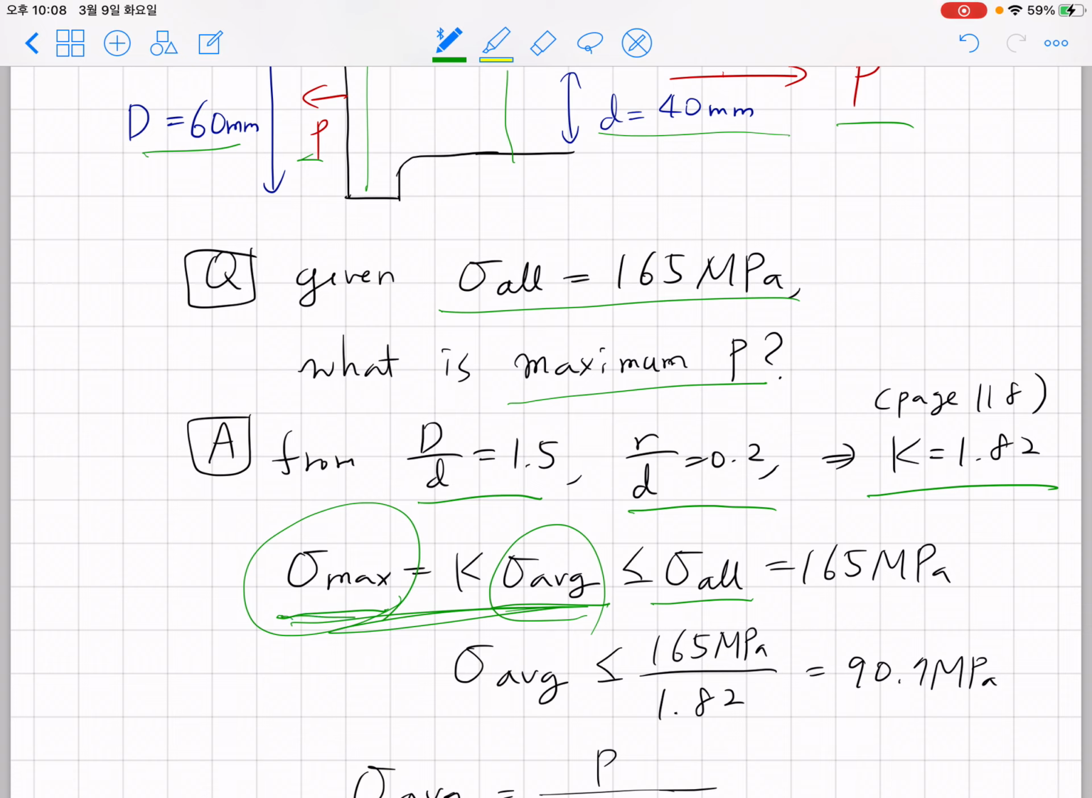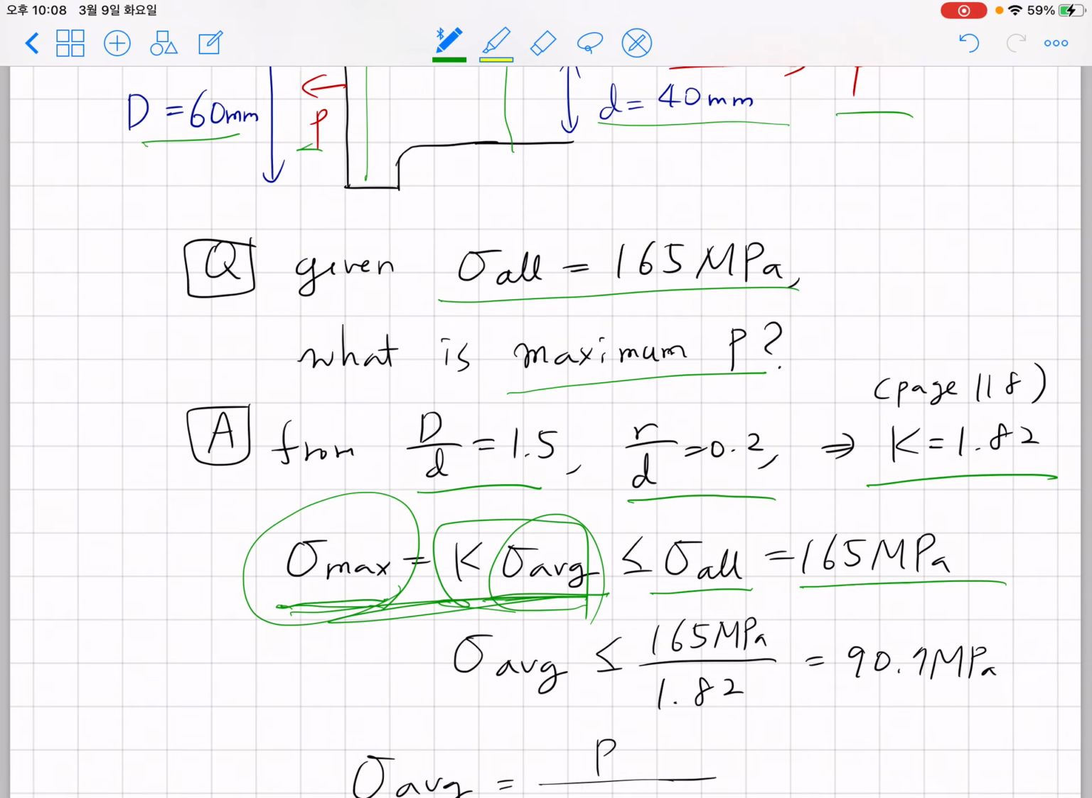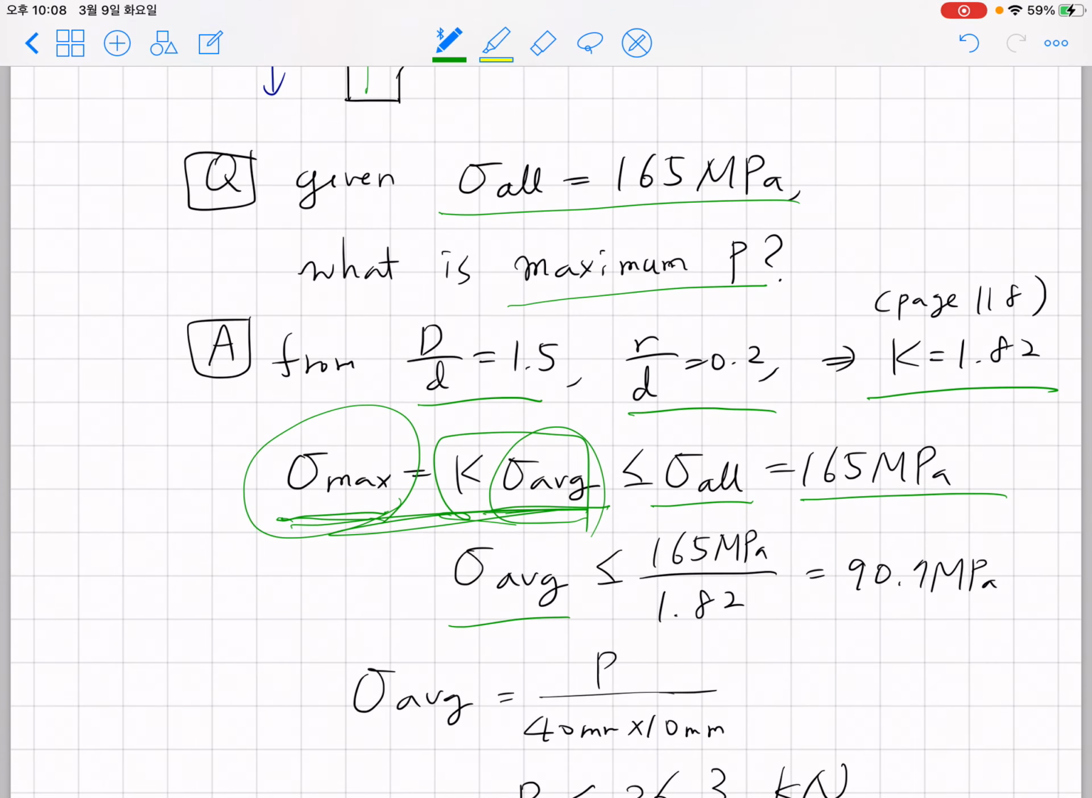If you plug in sigma max equals K times sigma average, and this must be smaller than the allowable stress, which is 165 megapascal, the average stress must be 165 divided by K, which is 1.82, giving 90.7 MPa. You can see that you have to be really careful about designing joints. You thought you could have average stress around 165, but due to the stress concentration factor, because stress magnifies near those sharp corners, you have only this much of freedom.